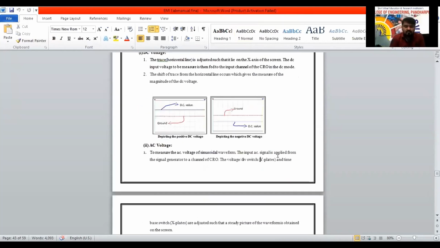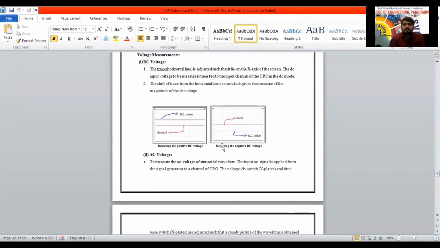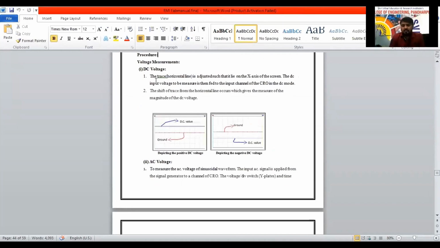First is voltage measurement, DC voltage measurement. To trace, the horizontal line is adjusted to lie on the x-axis. All of you know very well that DC is nothing but direct current. Suppose in the graph I have taken this as 0, then the value will be a straight line. The straight line we are going to consider is called DC.